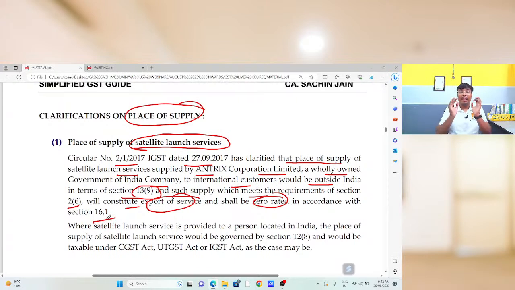That means if someone is going to provide satellite launch services, this clarification is specifically related to a particular situation. So this is applicable for a particular situation only. If there is any similar situation, then we can argue with reference to this circular. In this case, the Indian company is going to provide the satellite launch services to outside India. That will be treated as export and IGST should be charged.